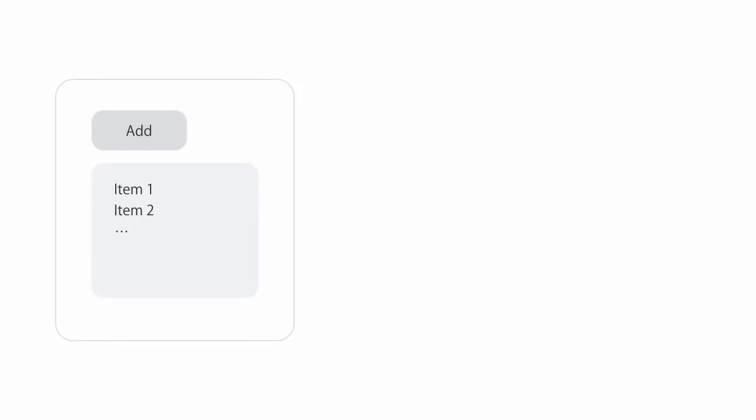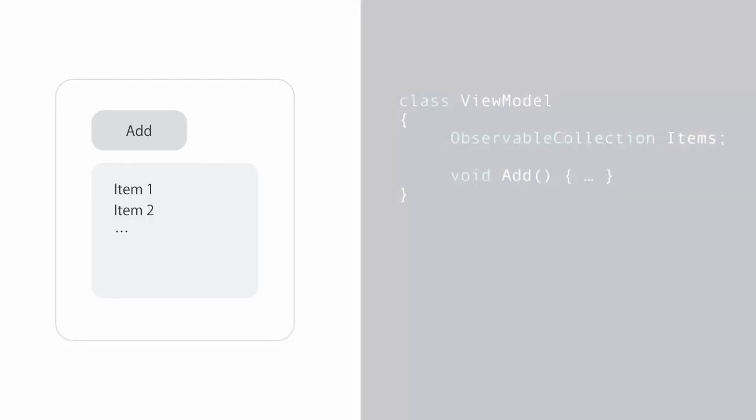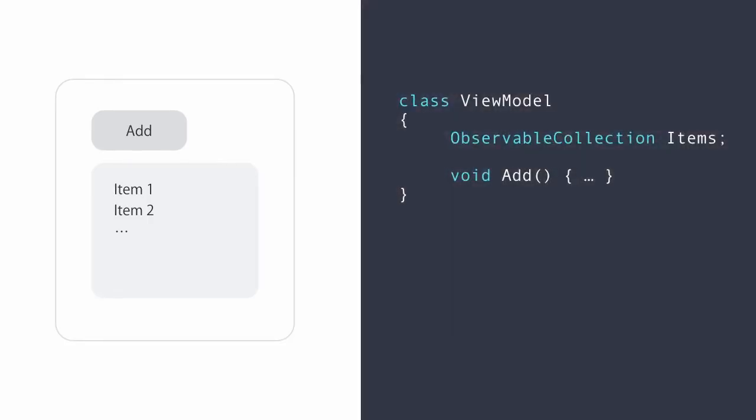For example, imagine we have a page with a list and a button. When the user clicks this button, a new item is added in the list. If we want to create a view model for this view, we need a class with a property like items, which is an observable collection. So this property represents the state of the view, the state of the page. This class should also have a method like add, and this method is called when we click the add button. So pretty simple, it's no magic.